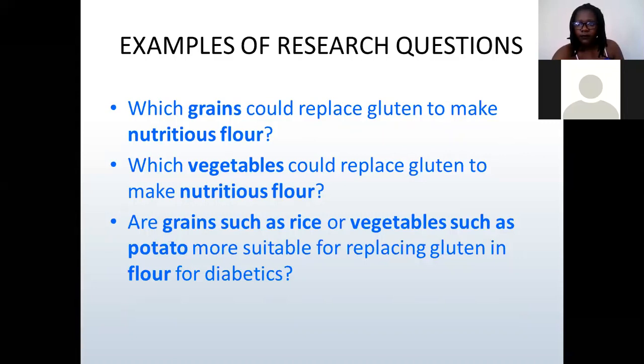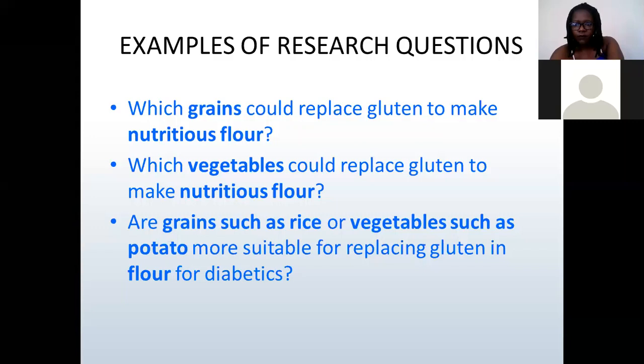Which grains could replace gluten to make nutritious flour? Which vegetables could replace gluten to make nutritious flour? But if we can combine the two: are grains such as rice or vegetables such as potatoes more suitable for replacing gluten in flour for diabetics? So that is just examples of research questions. If you look at the questions, I've bolded a few words as well. The grains, nutritious flour. Vegetables, nutritious flour. At a later stage, as we move on, you will realize why I highlighted the words in this research question already.